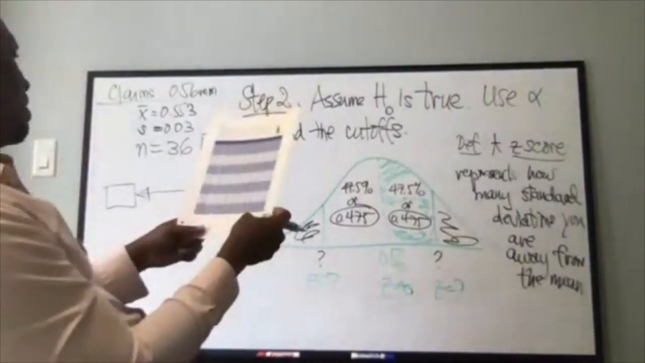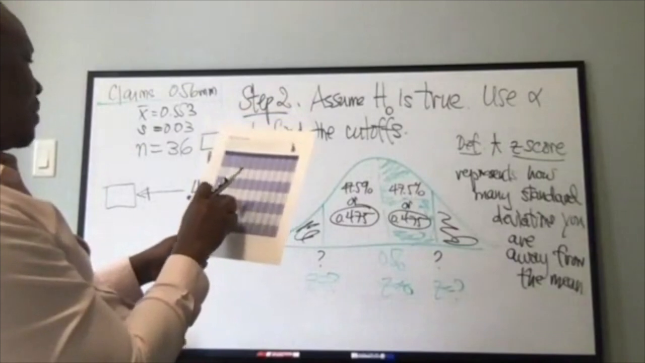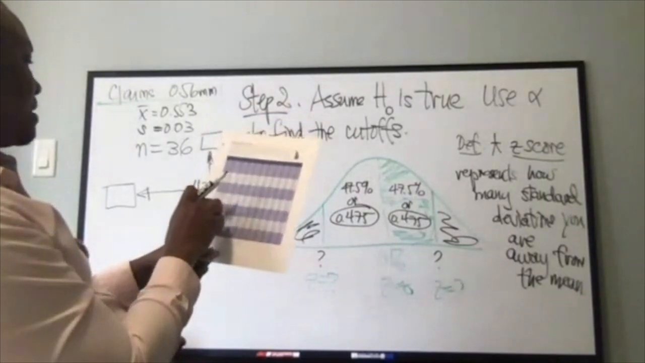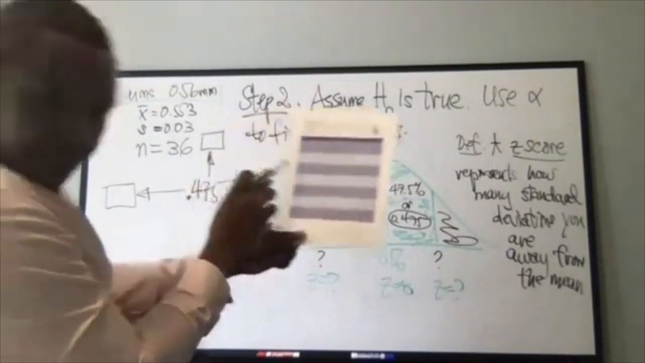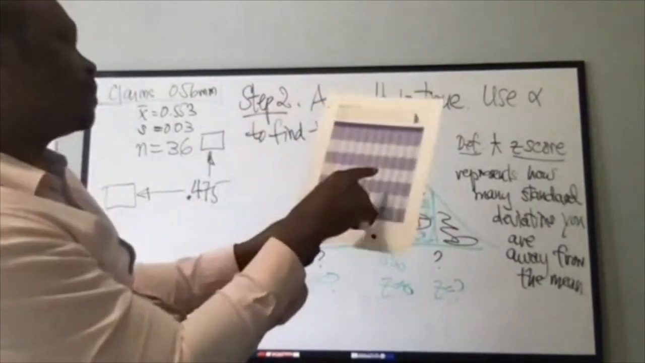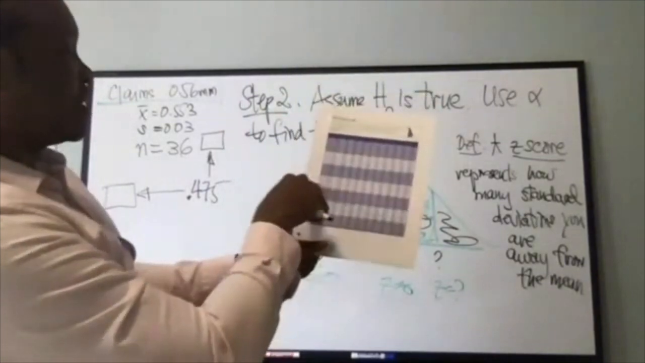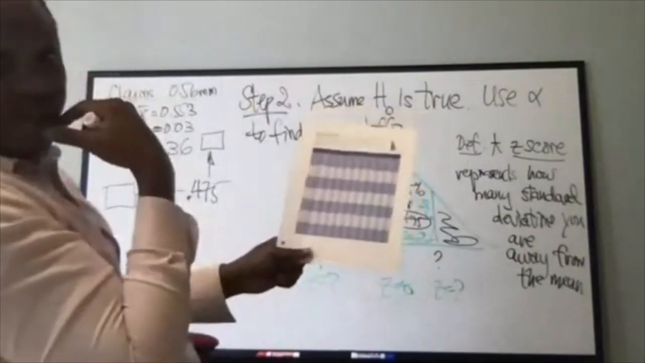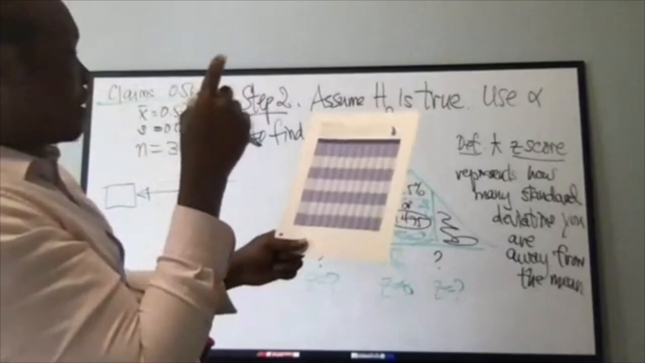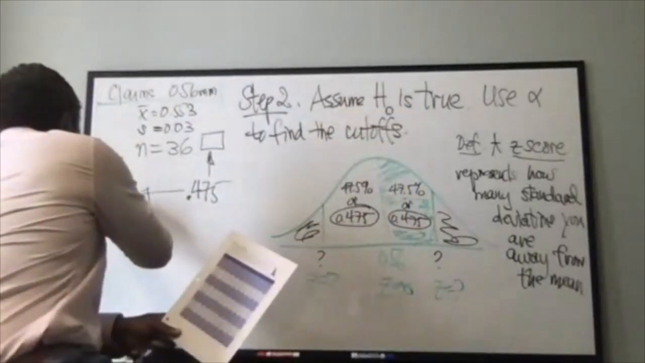Everybody see that 0.475? If you go to the left, what Z does that stop at? If you look at the chart and you find 0.475 here, I need to go over this way a certain amount and then up that way a certain amount, because that's going to help us find the Z-score. Yeah, very good, Kiara. 1.9. You guys see that? 1.9.